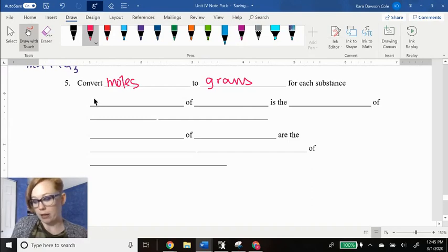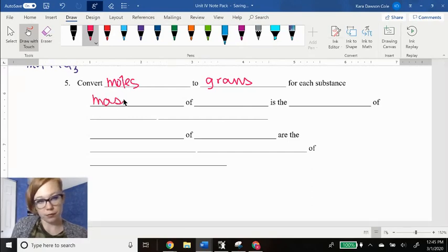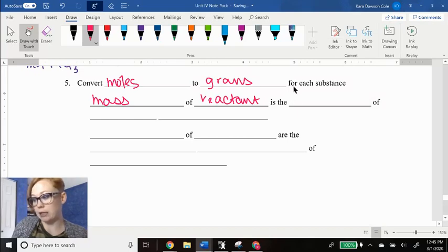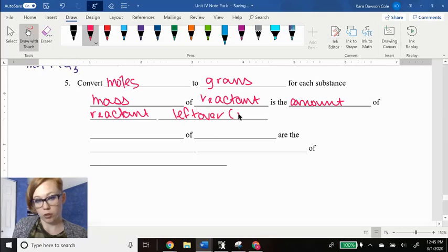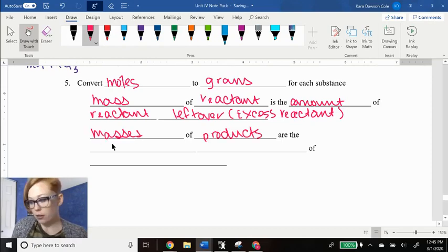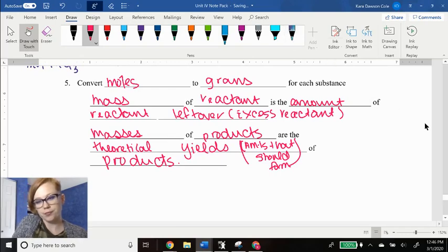So the mass of reactant is the amount of the reactant that's left over, which is my excess reactant. And then my masses of the products are the theoretical yields of the products, or the amount. So like these are the amounts that should form. Okay, so let's look at this.